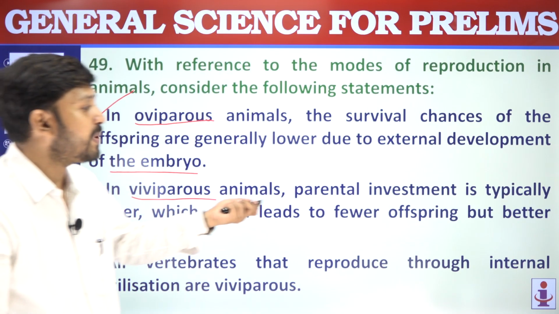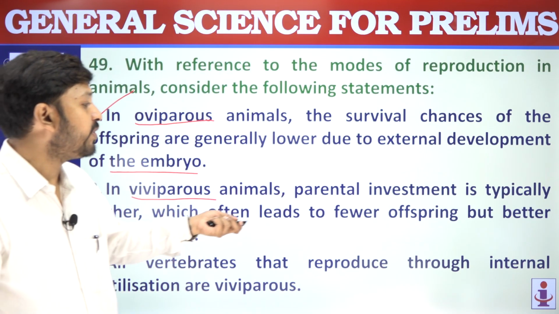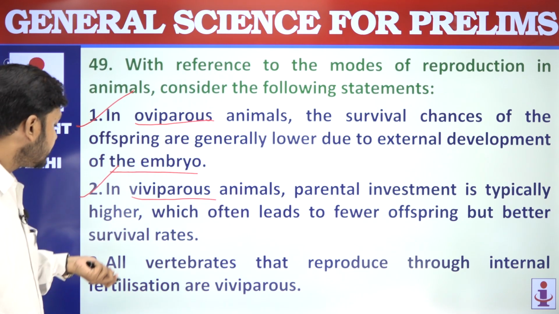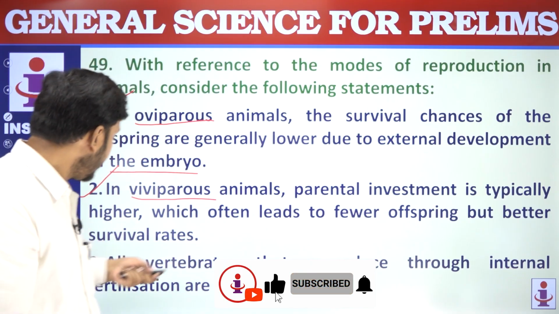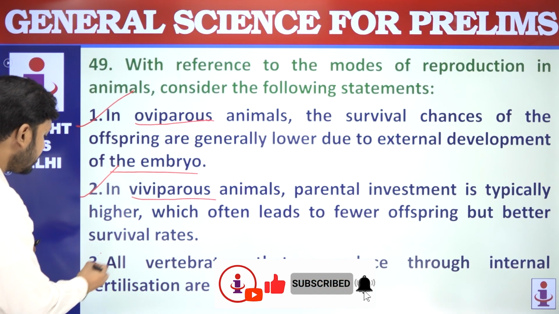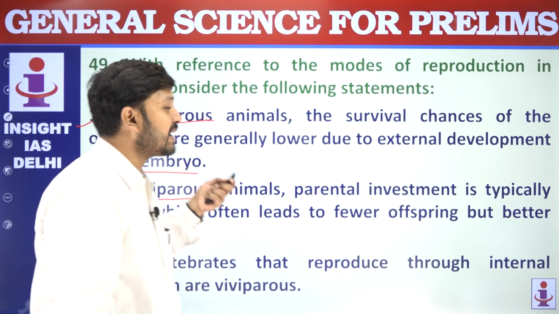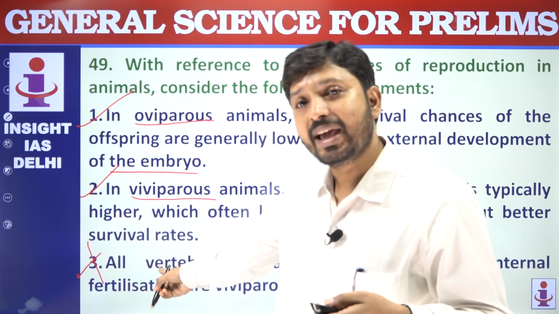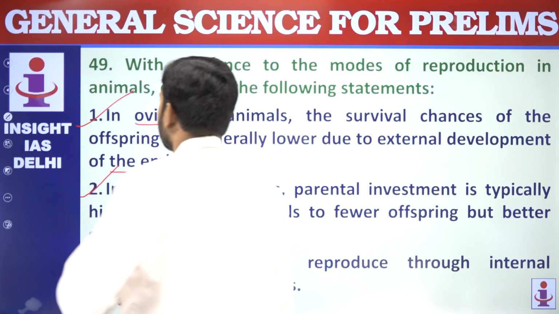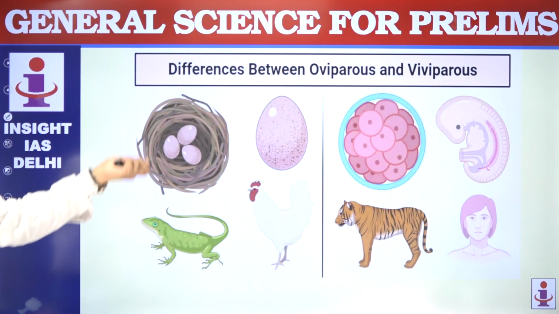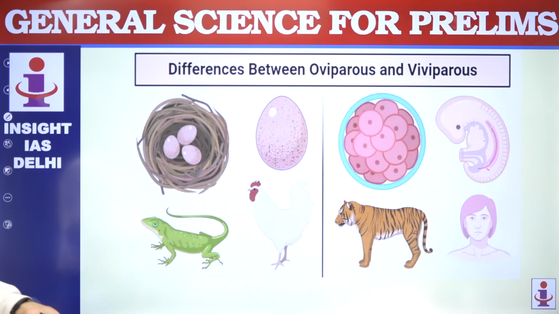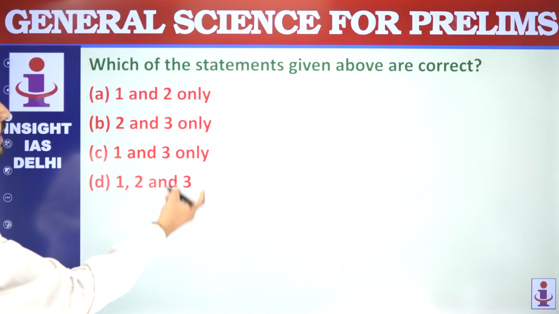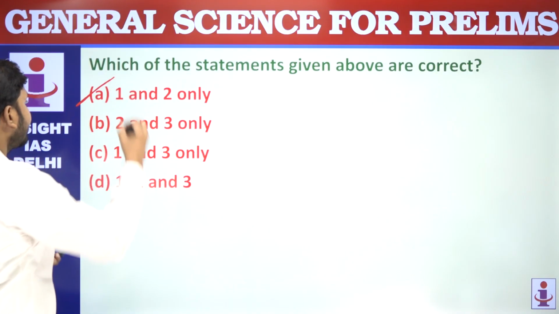In viviparous animals, parental investment is typically higher, which often leads to fewer offsprings but better survival rate. Example, humans. All vertebrates that reproduce through internal fertilization are viviparous. No, this is wrong, because there are certain oviparous animals where fertilization is internal, but still they are egg laying. So this statement will go wrong. These are the differences between oviparous, viviparous, egg laying, embryo, all these things. So in our case, the third statement is wrong. They are asking for correct ones, so 1 and 2 are correct. So A will be the right answer.